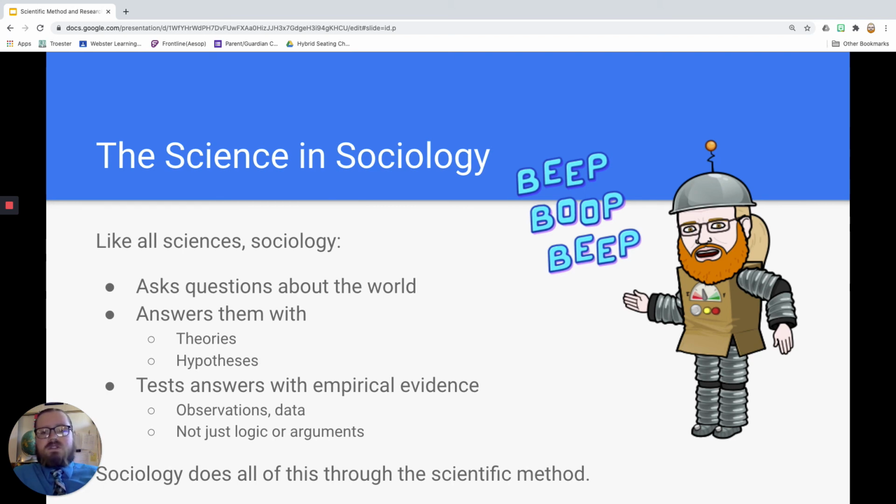sociology asks questions about the world. It answers these questions with theories and hypotheses. Sociology tests its answers with empirical evidence. The word empirical means the evidence comes from observations about the real world. We call these observations data. We use empirical evidence instead of just logic or arguments as philosophers might use them. Sociologists instead use the scientific method to answer questions about the social world.